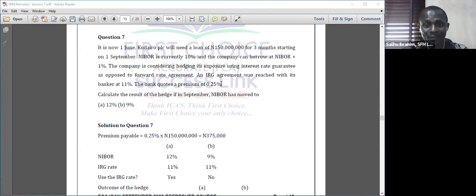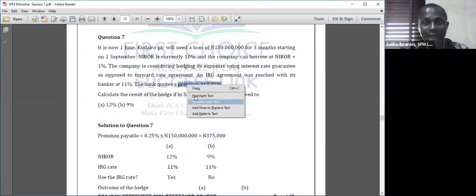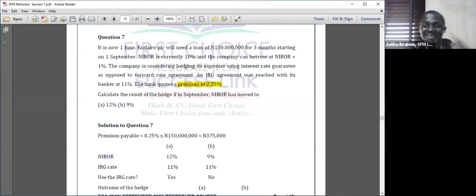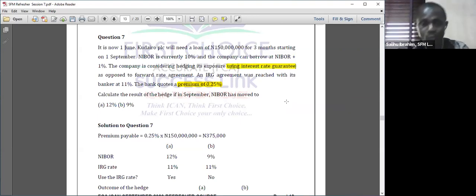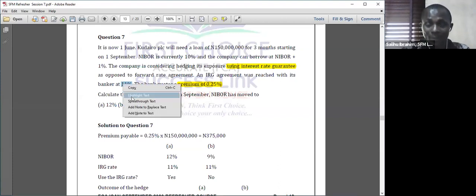Now look at it. This is the difference between interest rate guarantee and forward rate agreement. In interest rate guarantee, that's what we want to use. It means the bank is guaranteeing you that you are not going to pay above this. If you pay above that, the bank will compensate you normally, understand?